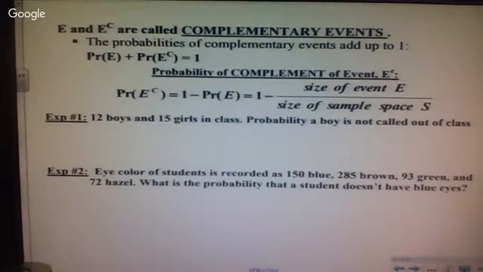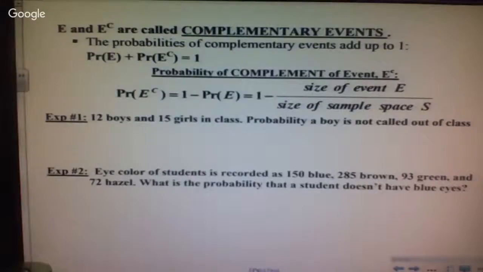Okay. So, the complement can make your life just a little bit easier. Yeah. The complement is always opposite of what I want. So, if my entire sample space is 1, and you know what we don't want, or you know what we want, you can subtract and find what we don't want or what we do want.